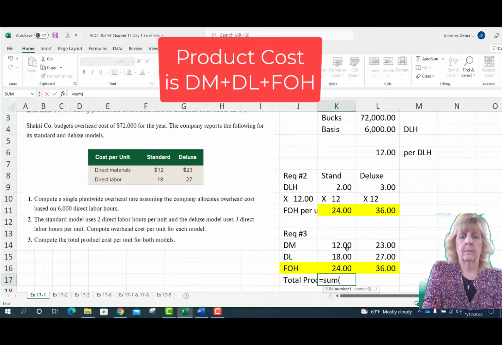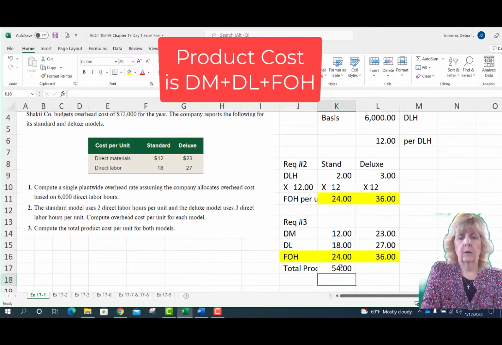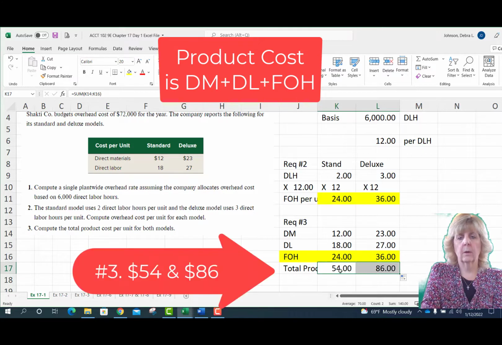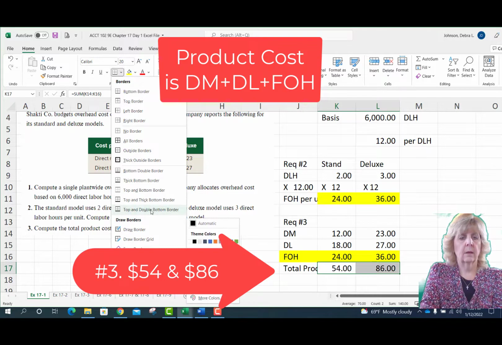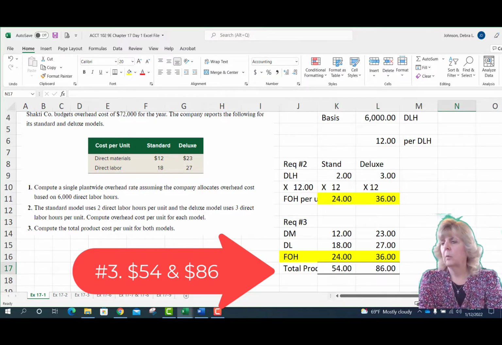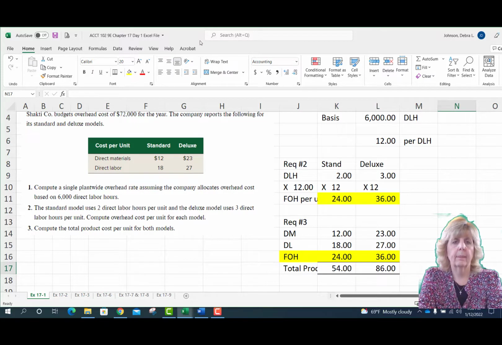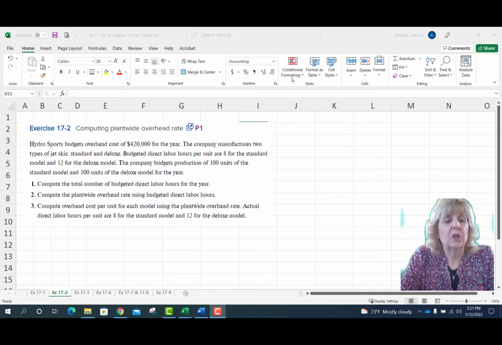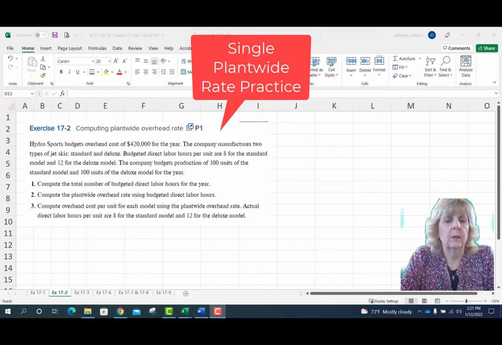Let me go ahead and calculate that, drag the formula over, put in my total lines, and very basic review of how we would do that single plant-wide rate. Number 2 is just providing more practice for the same concept. So we'll read it together, talk about an approach, and you can do it and we'll compare our answers.